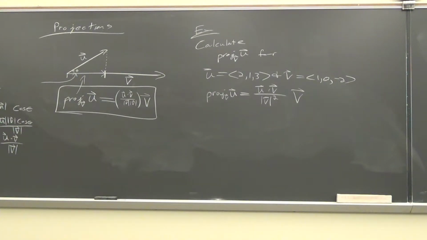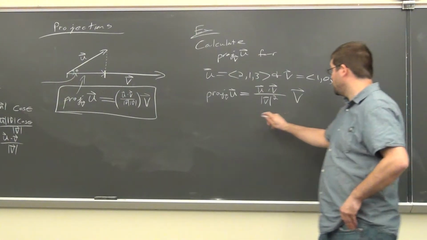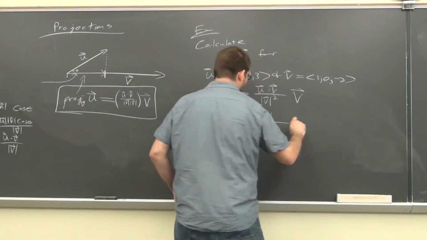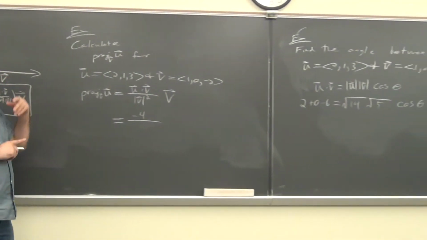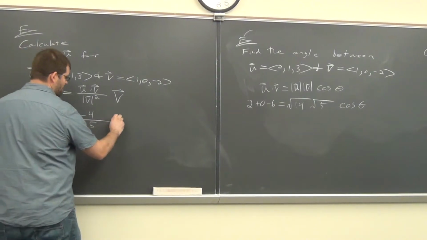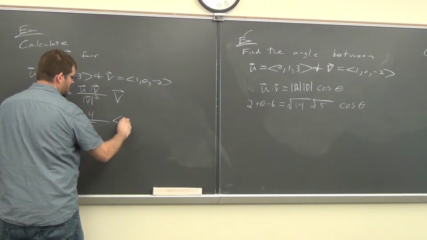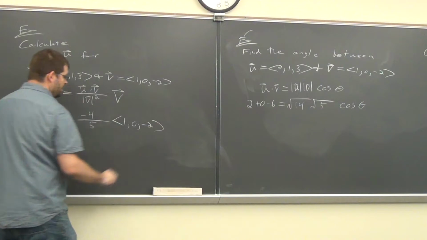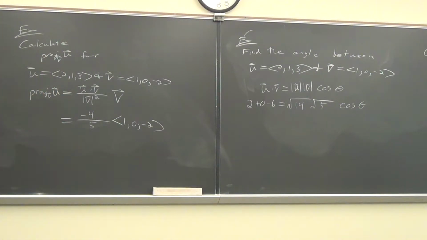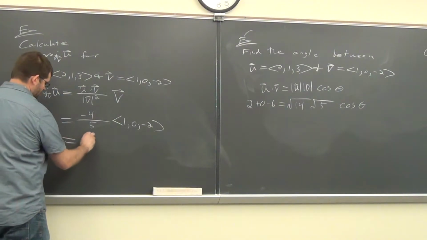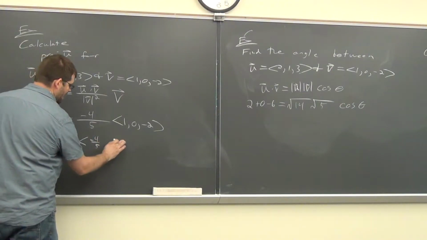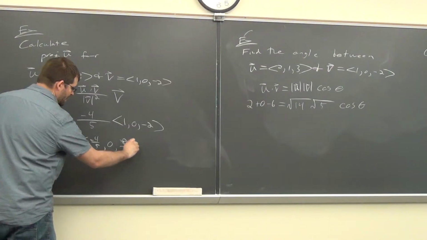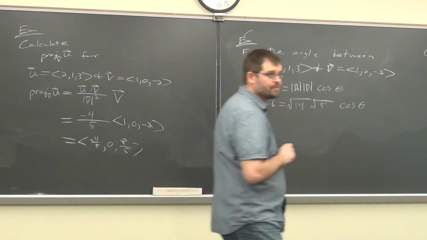So, and we already talked about that, right? The dot product was that minus 4, is that okay? So you should get negative 4, and then our magnitude of v was square root of 5, we square it, so it's 5, and then that'll be times v, but v is the vector 1, 0, negative 2, right? So you just now multiply that negative 4/5, so you're gonna have negative 4/5, 0, and 8/5, right? Okay?